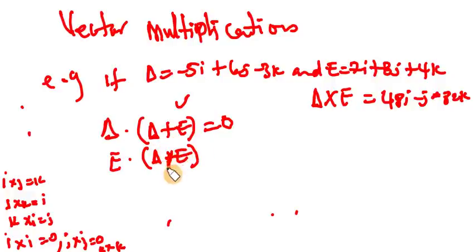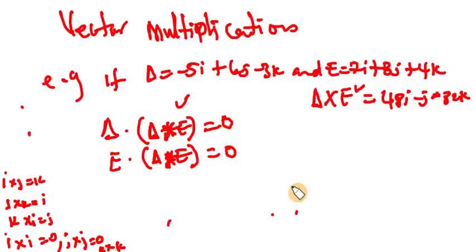Remember, this is the cross product we found. So when you dot D and this, you get 0. When you dot E and this, you get 0. It means that this vector and this vector are perpendicular, as we said before.